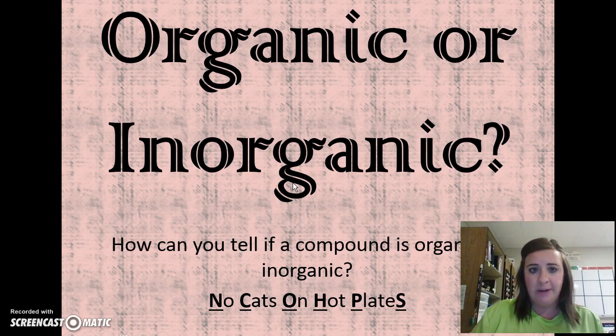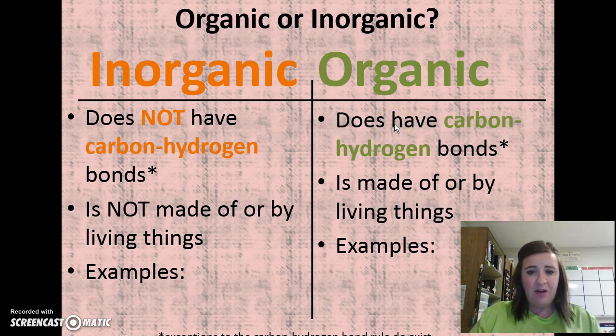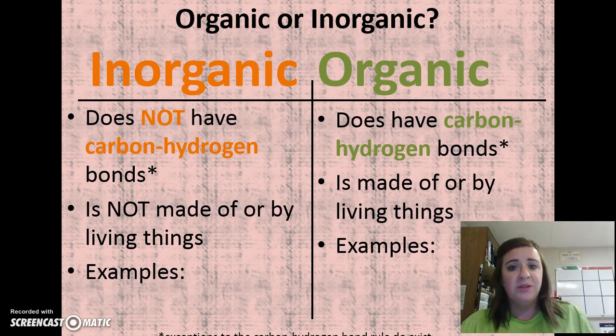So you can see we have the definitions here of what's considered organic and what's considered inorganic. So the first one for inorganic says it does not have a carbon-hydrogen bond. And if you see on the organic side, it says it does have a carbon-hydrogen bond. So the main difference in what makes something organic and inorganic is that carbon and hydrogen. They have to be bonded together in the compound for something to be organic. And organic means that it is made of or by living things. You can see that in your notes as well.